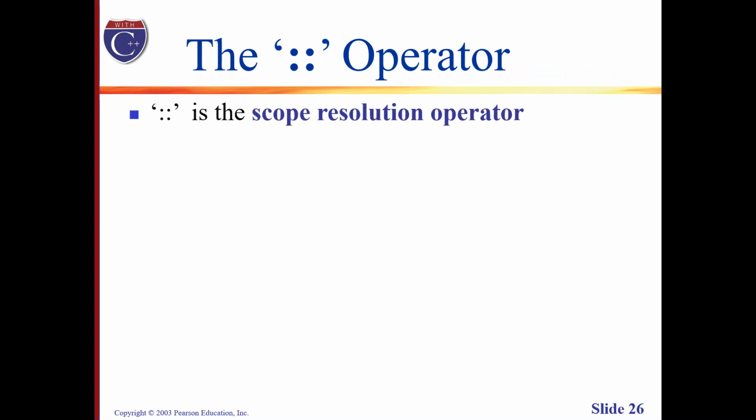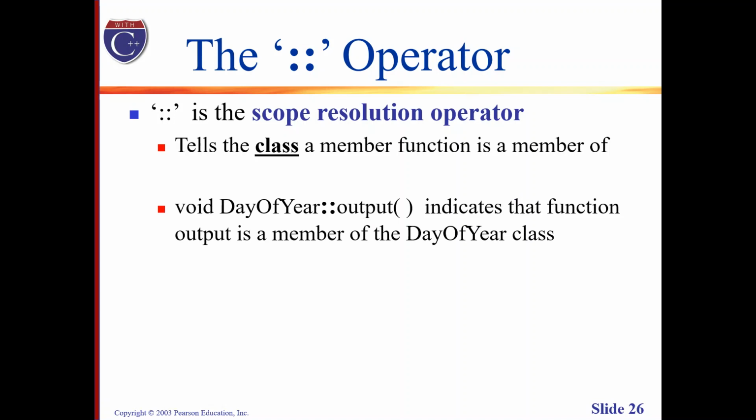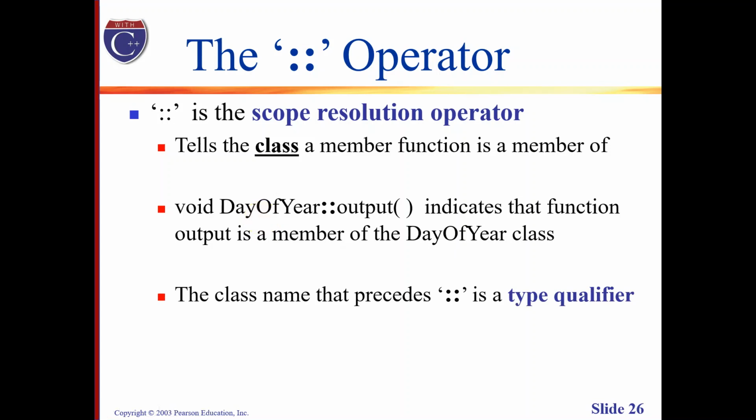As we have seen a while ago, the operator that we use to refer to the class to which a member function belongs is called the scope resolution operator. It tells the class a member function is a member of, or simply put, it tells us to which class a member function belongs. In this case, it indicates that the function output is a member function of the class DayOfYear. The class name that precedes the scope resolution operator is called the type qualifier.